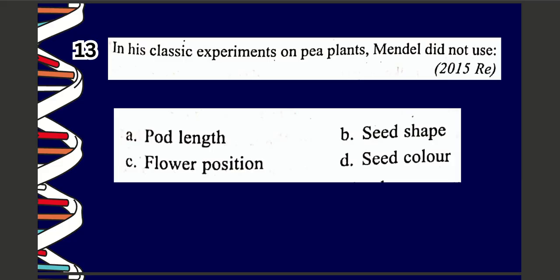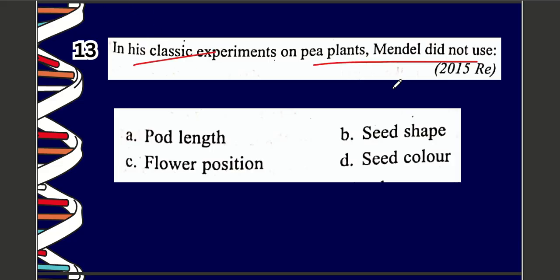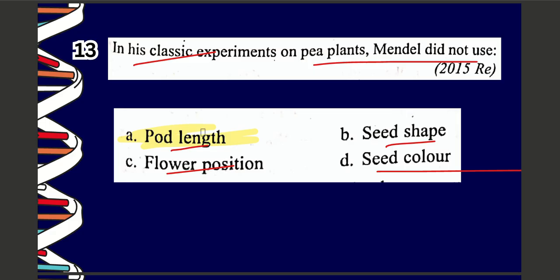Next question. Question number 13. In his classic experiment on pea plants, Mendel did not use A. Pod length, B. Seed shape, C. Flower position, D. Seed color. The correct option is option number A, which is pod length.